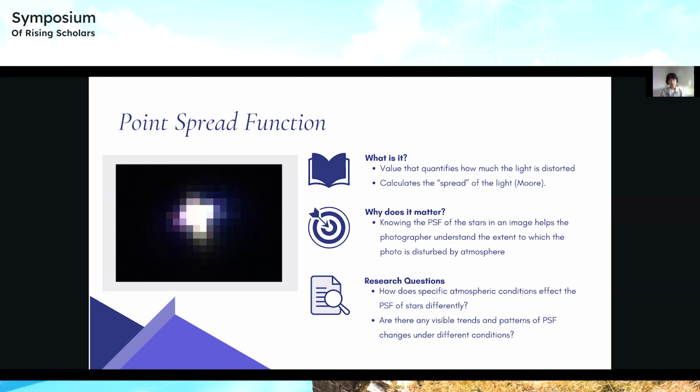Now, this leads me to my research question. How do specific atmospheric conditions affect the point spread function of stars differently? So basically, do specific conditions have any trends or patterns or specific effects on the point spread function? So are there any visible trends or patterns that I can see that have not been established by previous research?